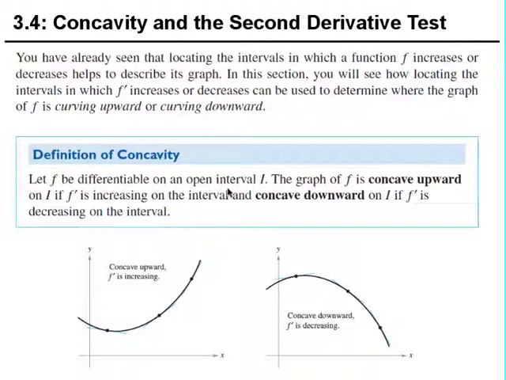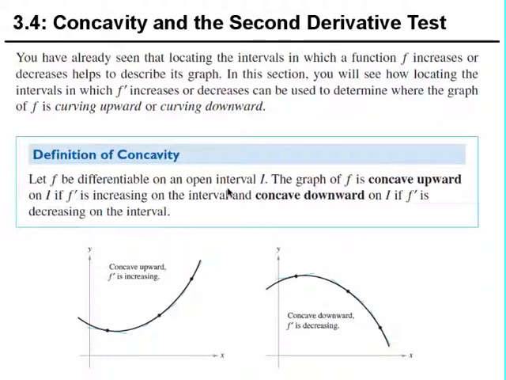So first of all, the definition of concavity. Let f be differentiable on an open interval. So once again, no sharp turns, no breaks in the graph. The graph of f is concave upward if the first derivative is increasing, and concave downward if the first derivative is decreasing. So now instead of dealing with the first derivative, you're now going to the second derivative.